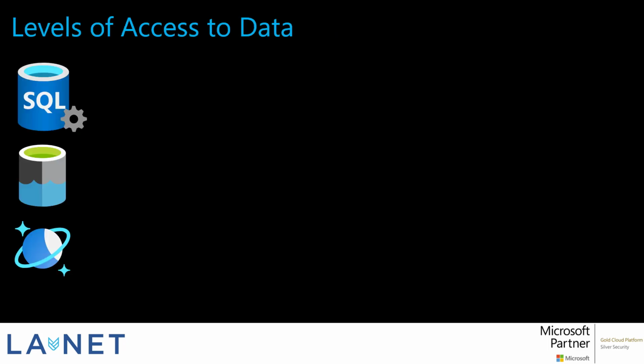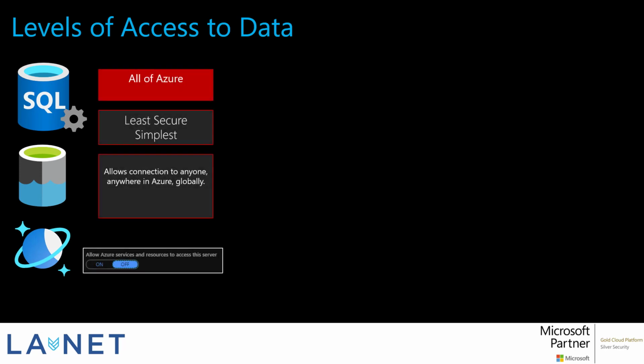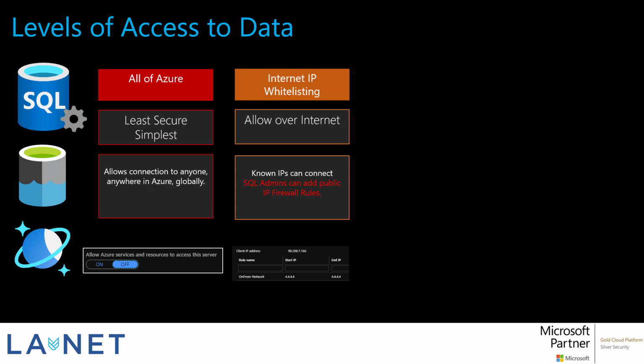Okay, so let's look at the levels of data access. If we look at here, the allow all of Azure, again, this is the one that's quite common. That's where that switch at the bottom is actually set to on. It's the simplest to set up. Like many things in the cloud, a lot of people just switch it on and think, yep, this works, so they just leave it. Again, that's the highest risk as well.